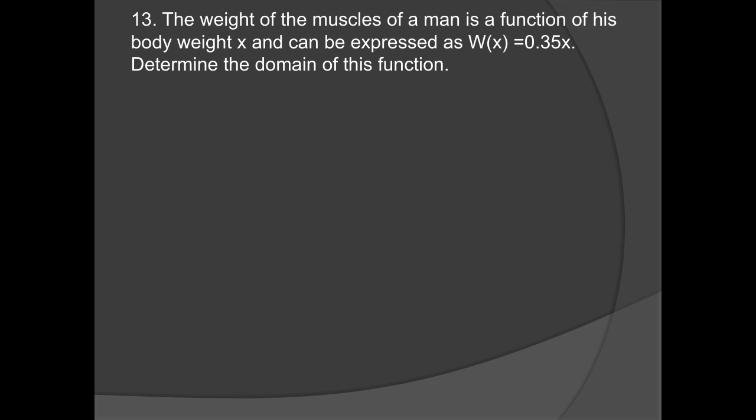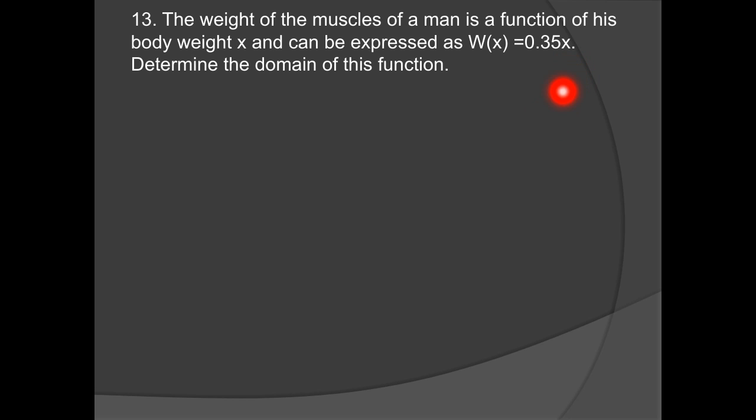Sum number 13. The weight of a muscle of a man is a function of his body weight x, and can be expressed as w of x is equal to 0.53 into x. Determine the domain of the function. Okay, so this w of x is the weight of the muscle of the man. So this x is the body weight.